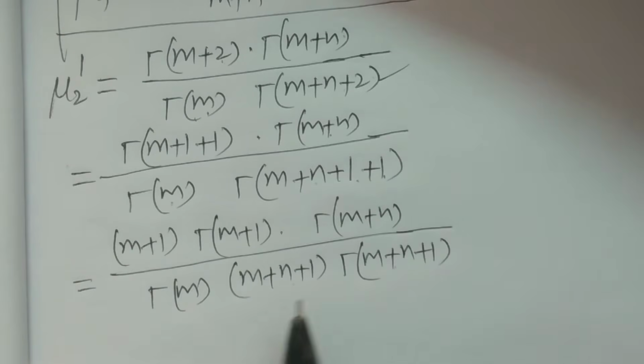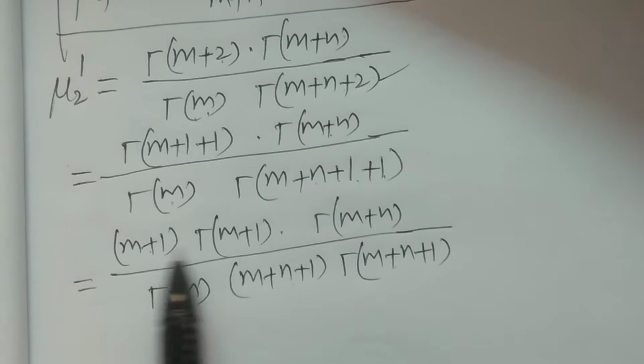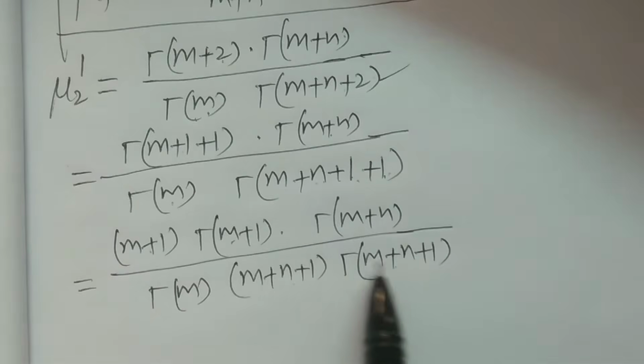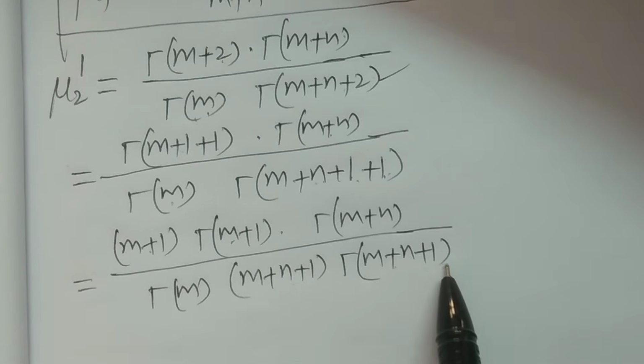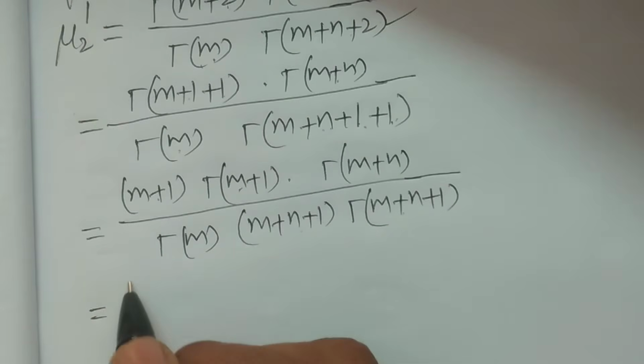Gamma m plus 1 is equal to m gamma m. So here gamma m plus 1 is m plus 1 gamma m plus 1, and gamma m plus 1 plus 1 plus 1, so m plus 1 plus 1 gamma m plus 1 plus 1. Do you understand? Now again use the formula m plus 1.